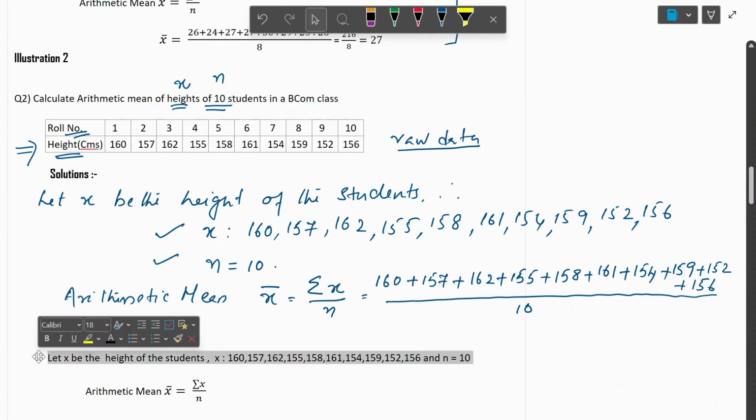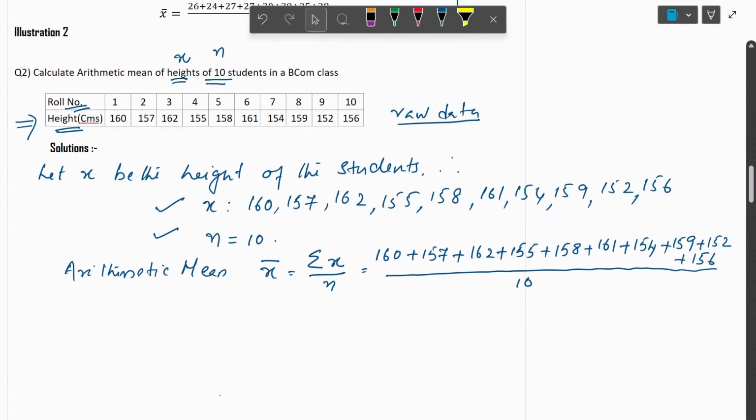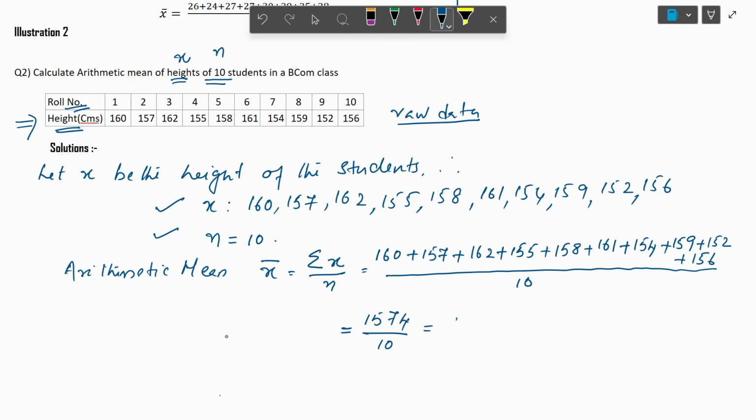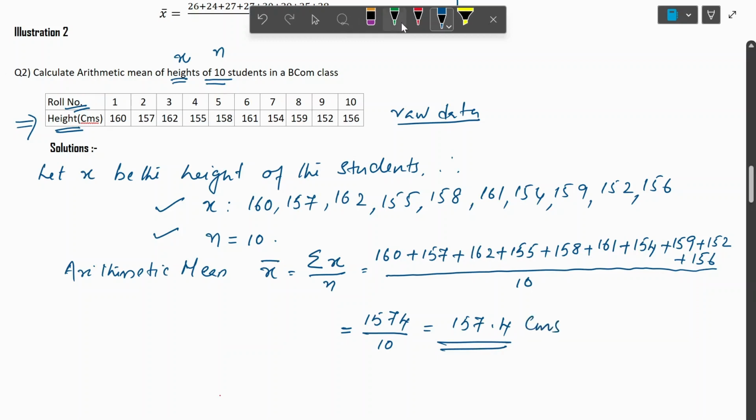That is 1 second. Just create the space. That is equal to, if you add these numbers, 1574 whole divided by 10. The answer is 157.4, that is your answer. This is in centimeter because this is the height. It is given in the question itself, that is in centimeter. You can write the unit as centimeter.